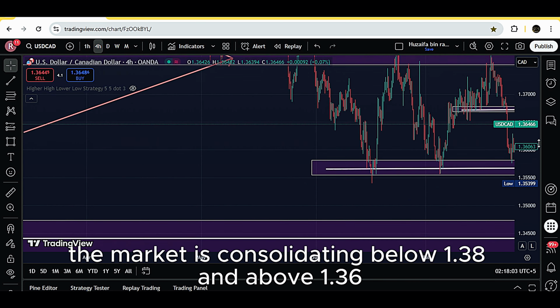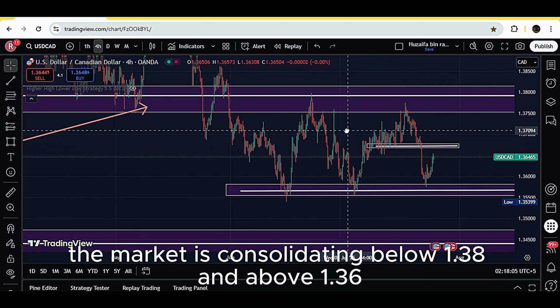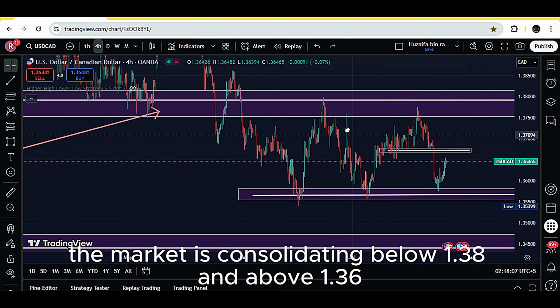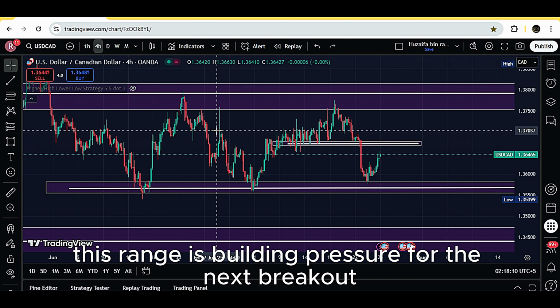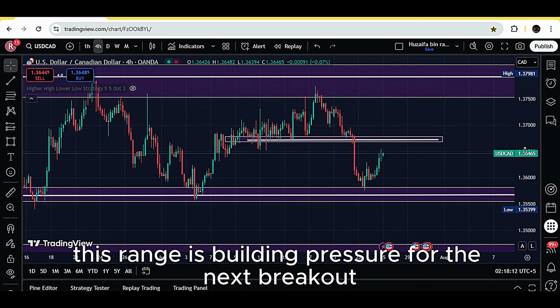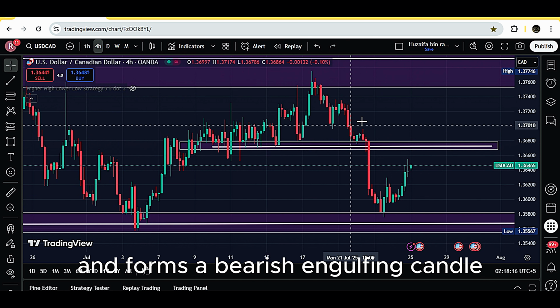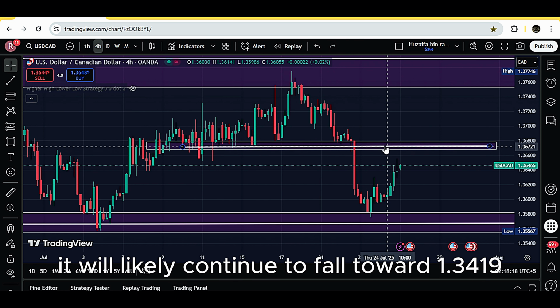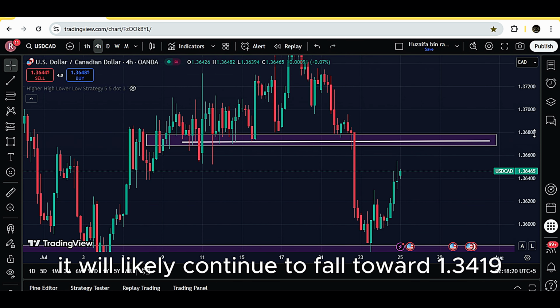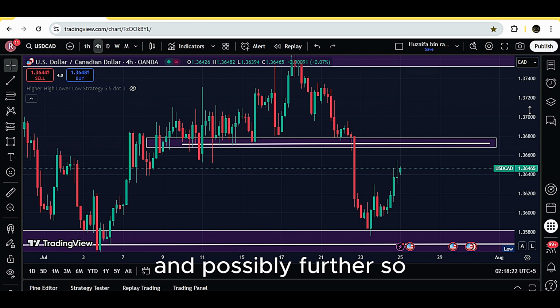At the moment, the market is consolidating below 1.38 and above 1.36. This range is building pressure for the next breakout. If the price fails to break the resistance and forms a bearish engulfing candle, it will likely continue to fall toward 1.3419 and possibly further.